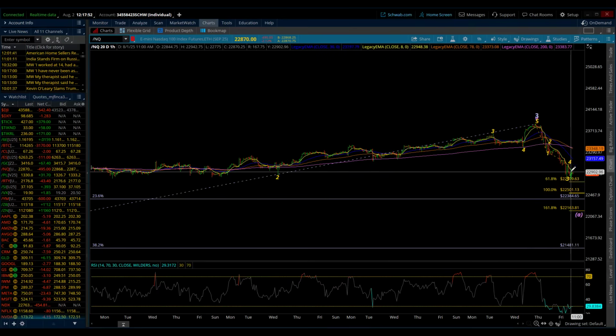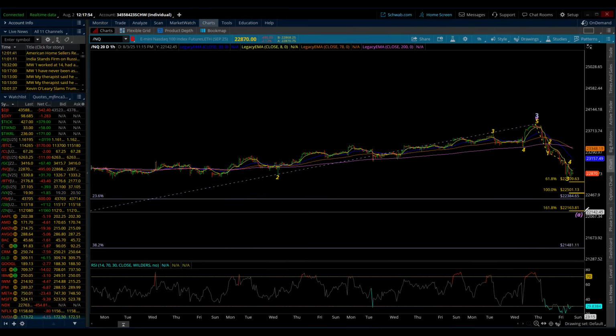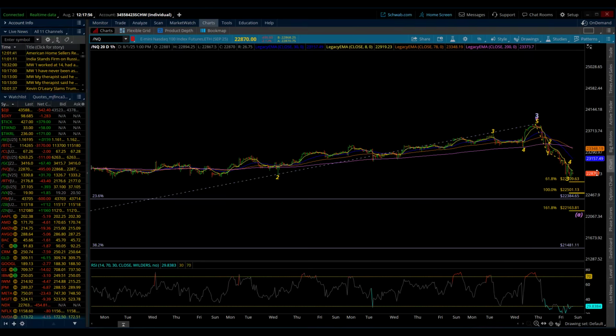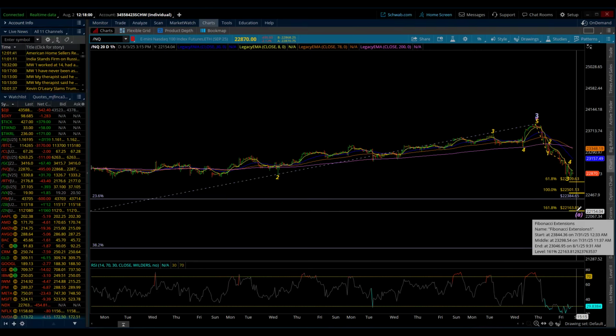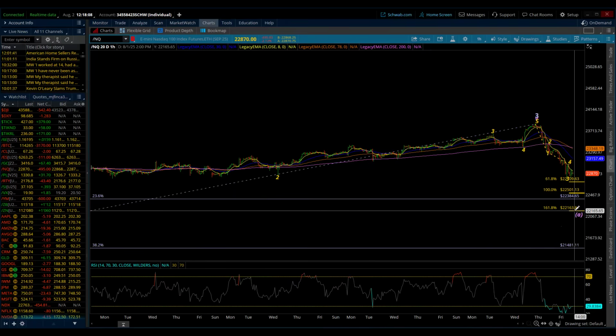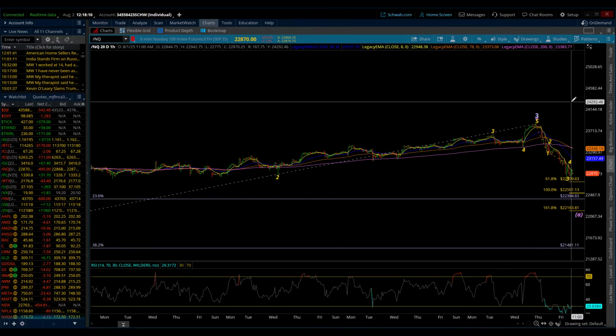So 1, 2, 3, 4, 5. It's still from 22.8 to 22.1, 700 points. And trust me, we could do that on Monday. We could do that on Monday. Combination tomorrow, Globex, and Monday, we could be down here, finish this A wave and start the B wave.